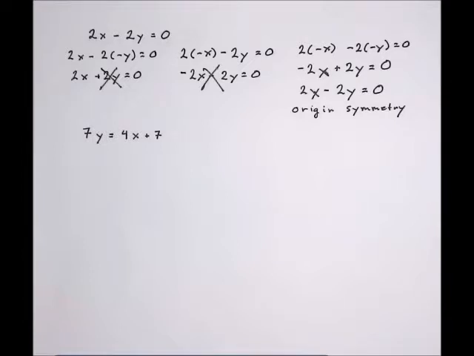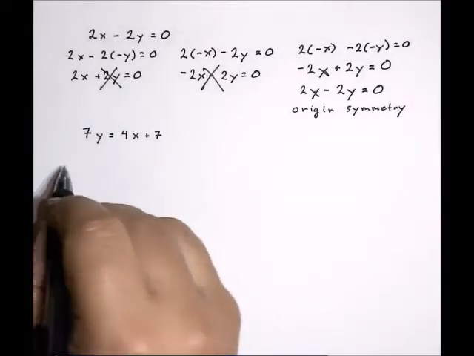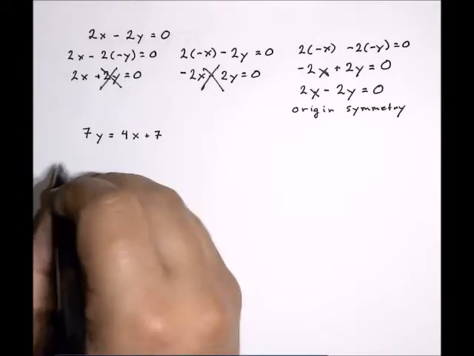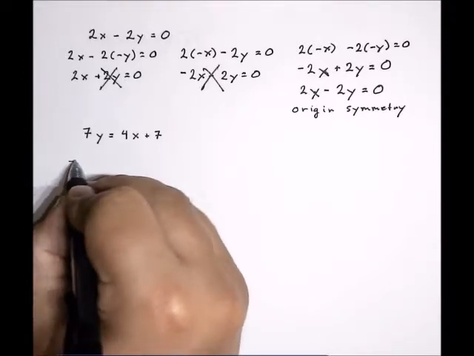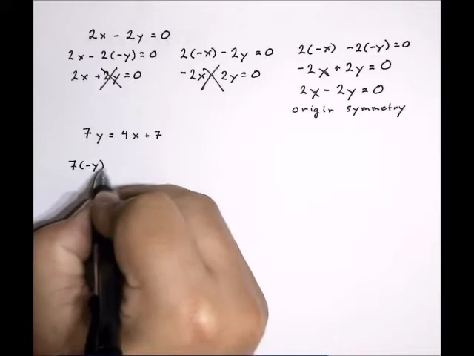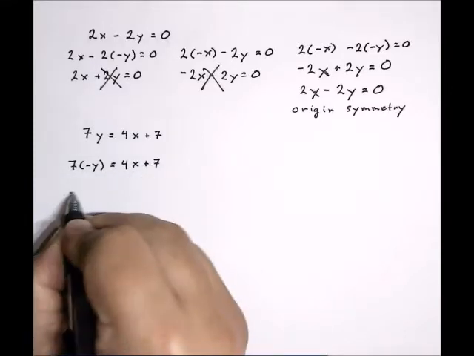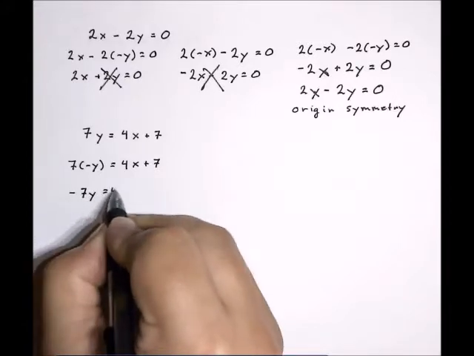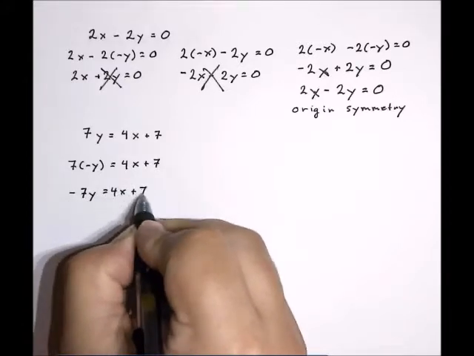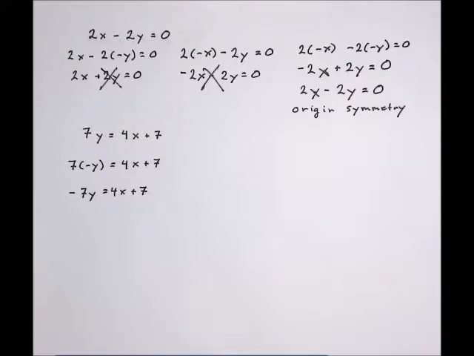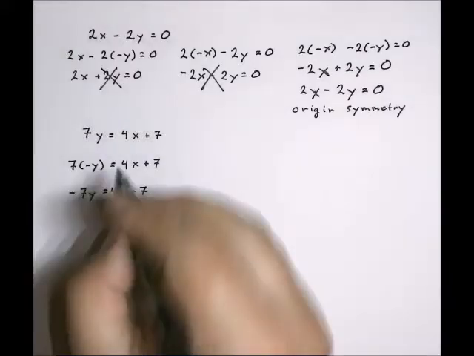Okay, and let's try one more line. Let's try this one. Let's test for x-axis symmetry first. So I plug a negative y in for y. And I don't get the original equation out, so it does not have x-axis symmetry.